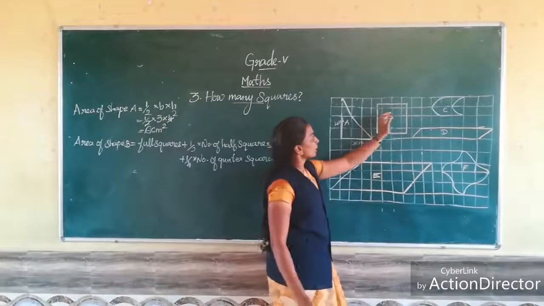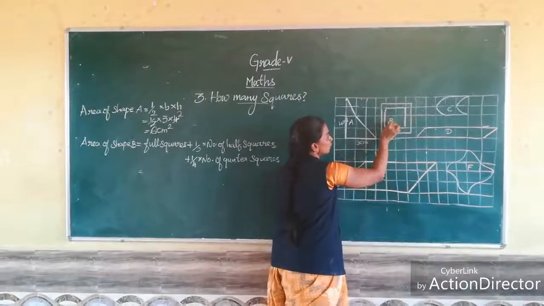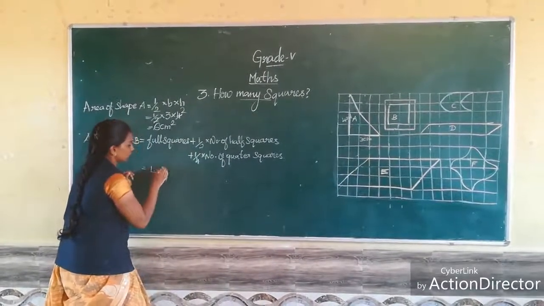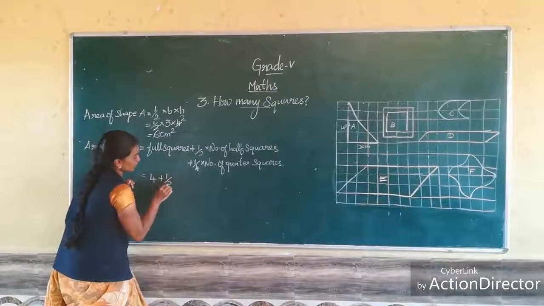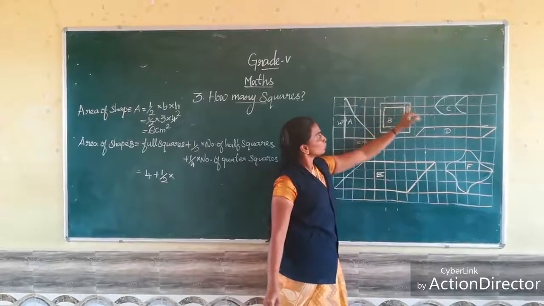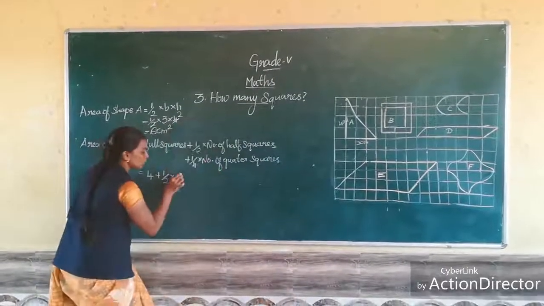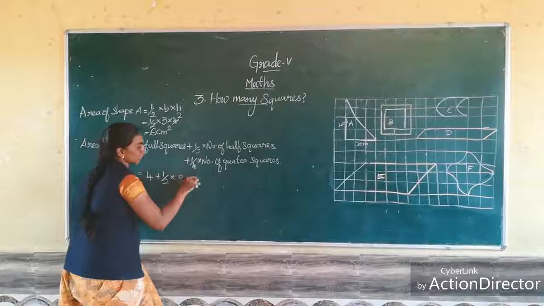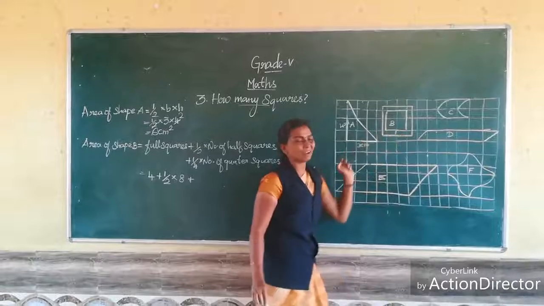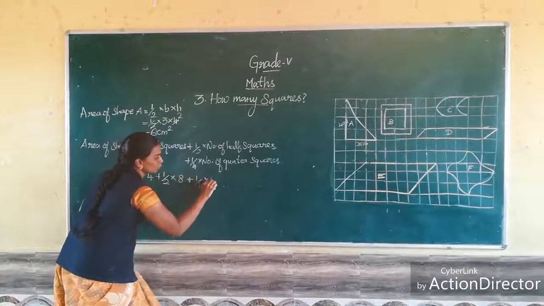Look at the shape. How many full squares? 1, 2, 3, 4. 4 full squares. So here you write 4 plus 1 by 2, that is half. How many half squares are there? 1, 2, 3, 4, 5, 6, 7, 8. So half into 8 plus how many quarter squares? 1, 2, 3, 4. Quarter means less than half. 1 by 4 into 4.